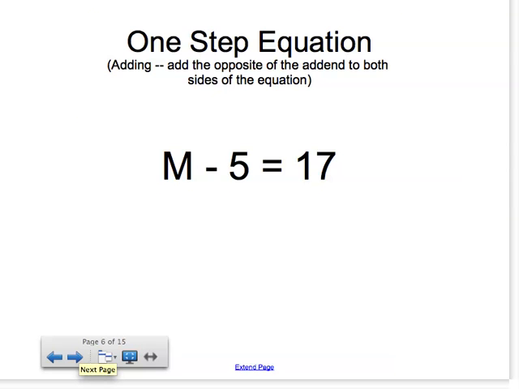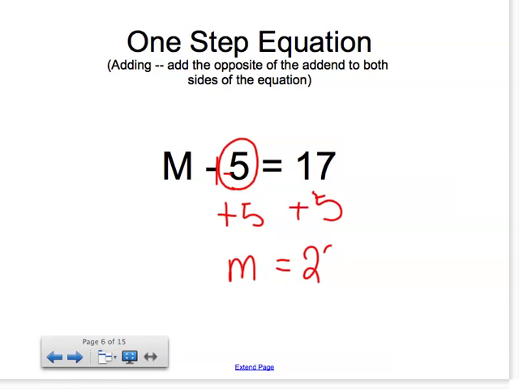So, for instance, here we keep, change, flip, right? Keep, change, flip. We know that our addend is -5, so we add the opposite of it to both sides. The opposite of -5 is +5. Okay, we're left with just an m on the left side of the equation, and then 17 plus 5 will land us at 22. Okay, so that's how you solve a one-step equation. Just add the opposite of the addend to both sides of the equation. Pretty simple.